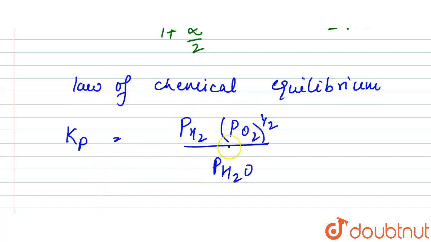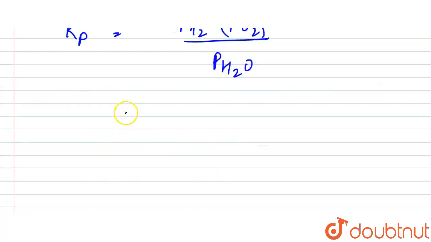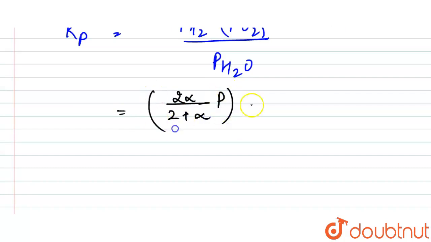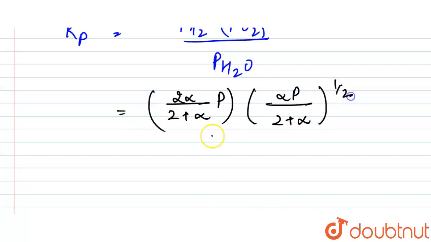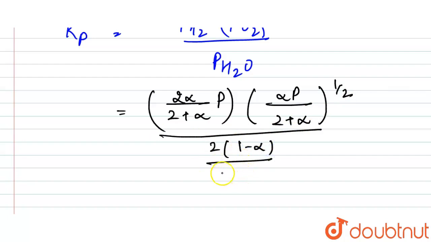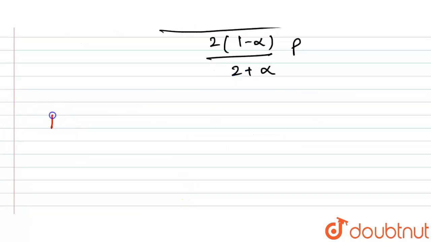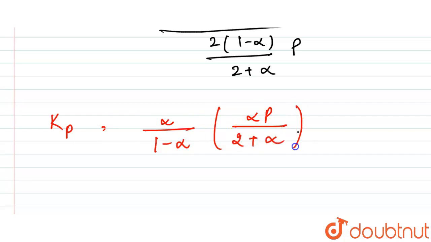Now we have calculated these three values, so let's put them in. For the partial pressure of H2, we had 2 alpha upon 2 plus alpha, P. For the oxygen, alpha P upon 2 plus alpha, to the power 1 by 2, and for the water we have 2 into 1 minus alpha upon 2 plus alpha, P. Now we can calculate the value of Kp. After solving this, Kp is equal to alpha upon 1 minus alpha, times P, upon 2 plus alpha, to the power 1 by 2.